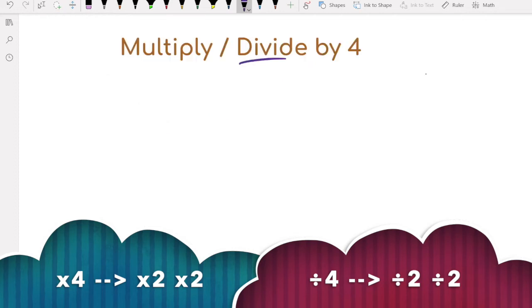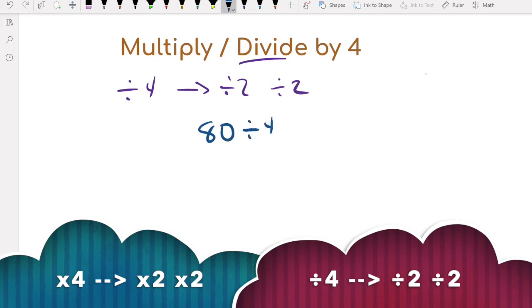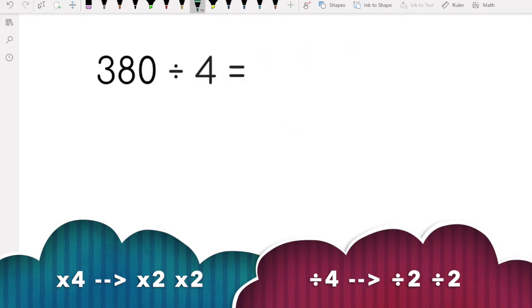Now let's do divide by 4. And as you guessed it, when you divide by 4, that is the same thing as dividing by 2 twice. And cutting a number in half is something that is quite easy to do in your mind. So let's do a straightforward example. We can do 80 divided by 4. I know you could probably do this one without the trick, but you take 80, you cut it in half, and then you cut it in half again to give you 20. So this equals 20.